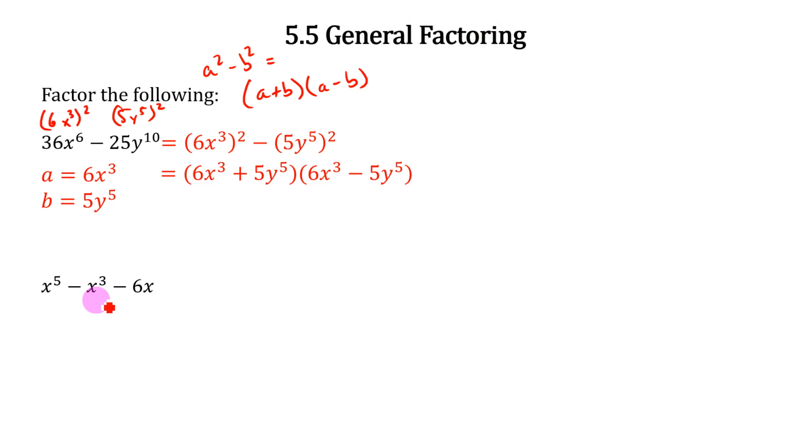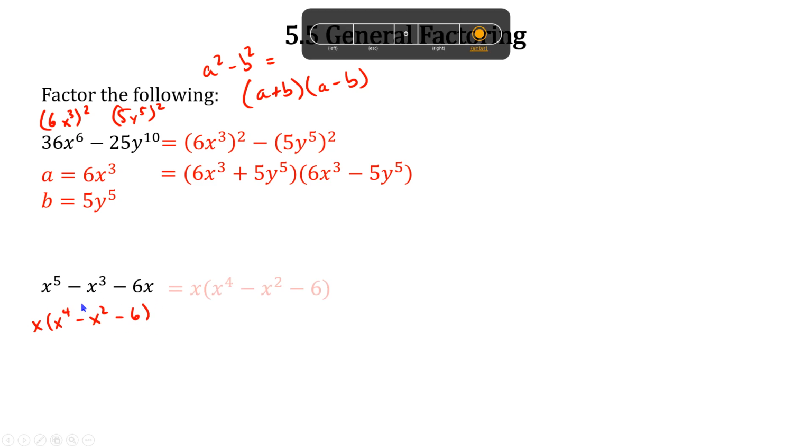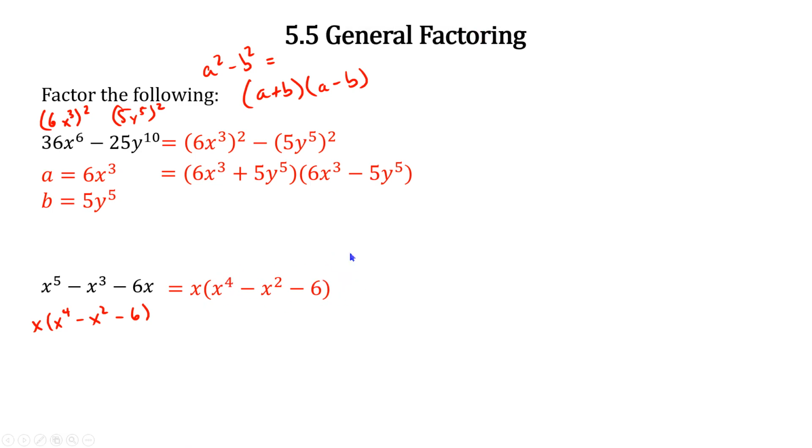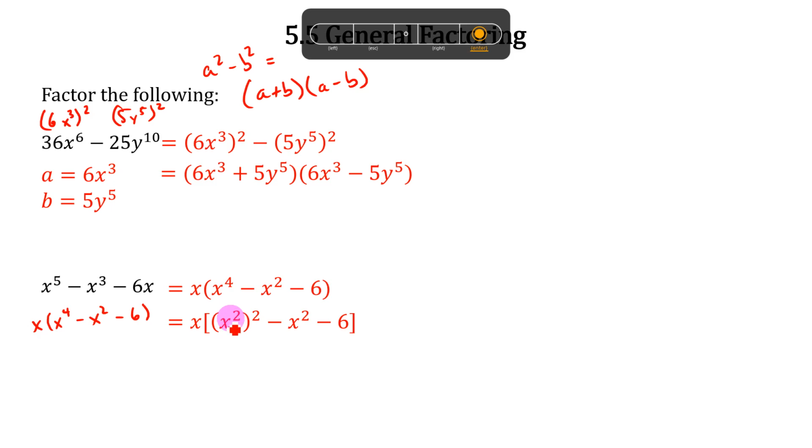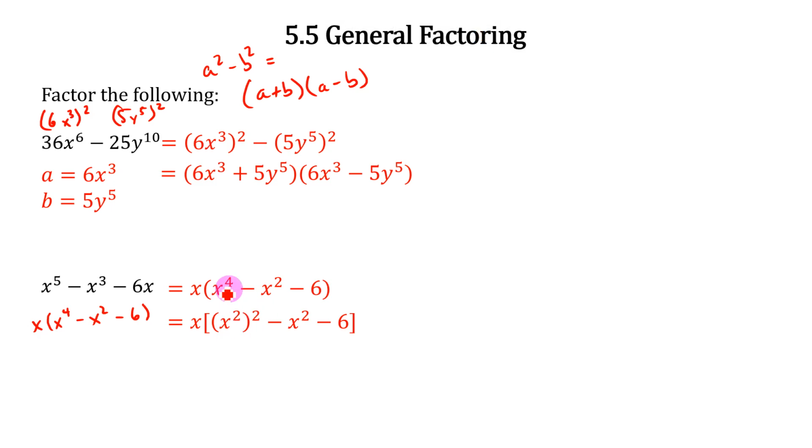Down here, I can do GCF factoring. GCF factoring is the first thing you should do. Everything's got an x, so I'm going to factor out an x and have x to the 4th minus x squared minus 6. But that's still going to leave me with a problem. I need this to be squared. So this is where I'm using this thing again, that x squared squared is x to the 4th.